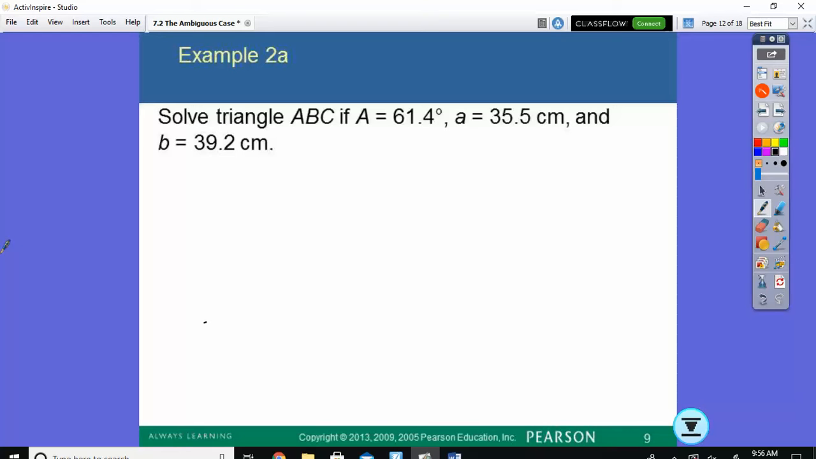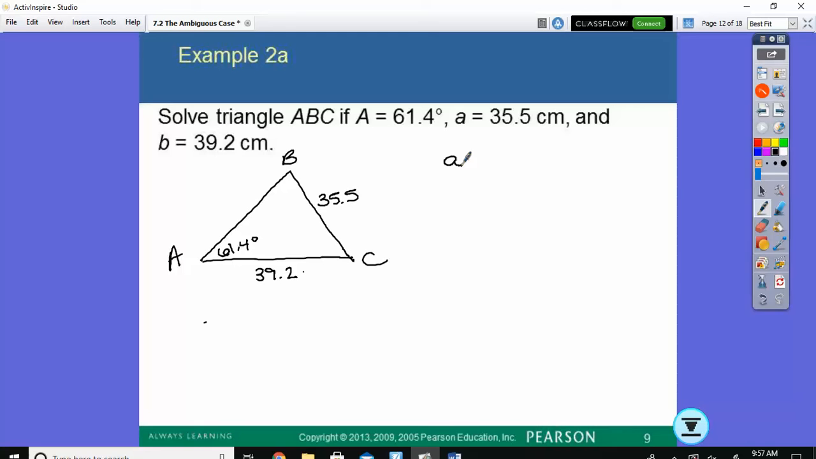Alright, so if I start drawing a picture, if it helps, you don't have to have a picture, it's completely up to you. So angle A is 61.4 degrees, side a is 35.5 centimeters, side b is 39.2 centimeters. So we can't do it like yesterday because I can't find my missing angle, so we have to start with the law of sines. We definitely want to use the a, so we'll need the a over sine A equals, the other side I have information about is the b.